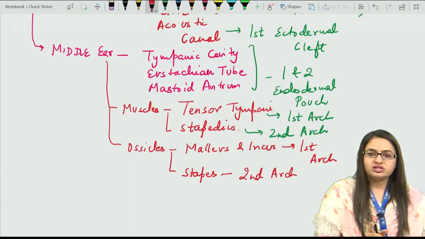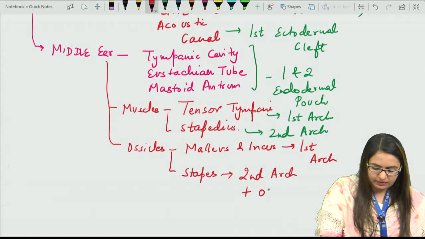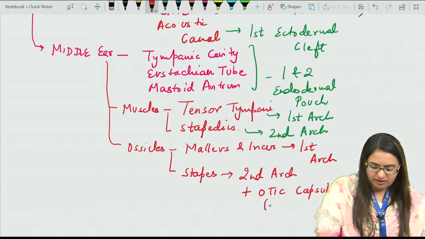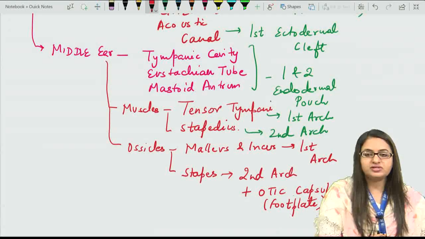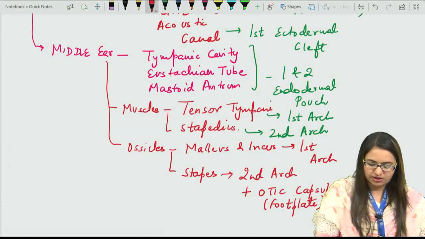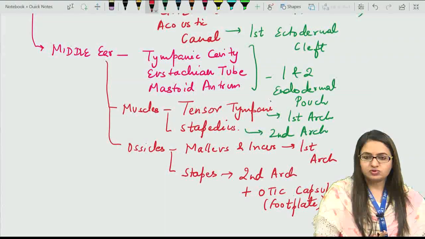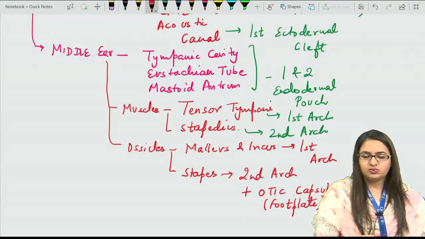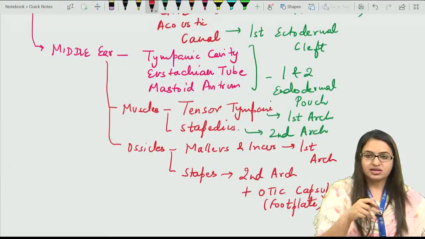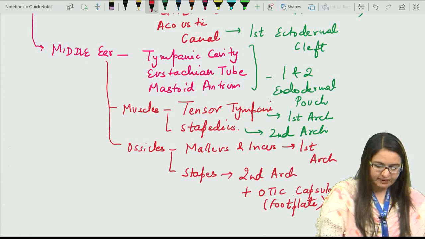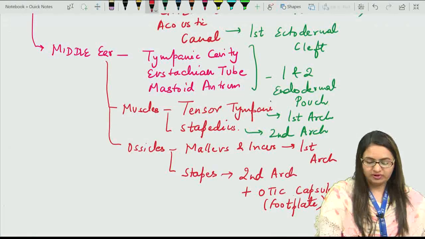Apart from that, the stapes also develops from one more structure, that is the otic capsule. The otic capsule gives rise to the footplate of the stapes. So the stapes has a dual origin. It arises from the second arch, and the footplate arises mainly from the otic capsule. The central portion is derived from the otic capsule and the peripheral portion, that is outside, is derived from the second arch. So these are the structures of the middle ear which are derived from the various components.